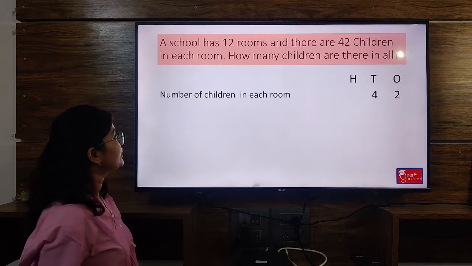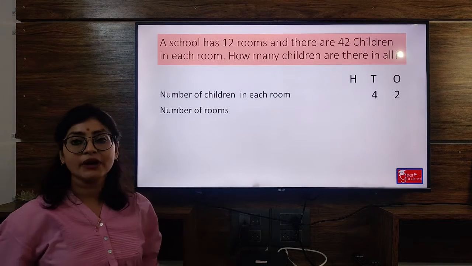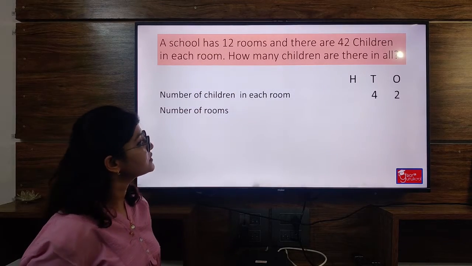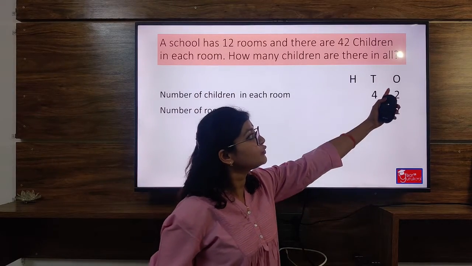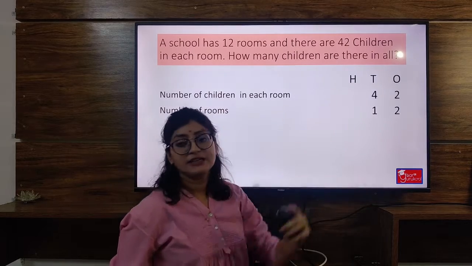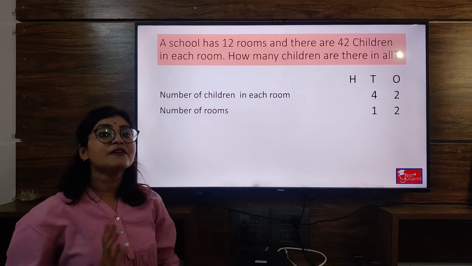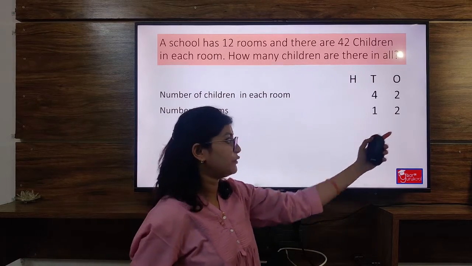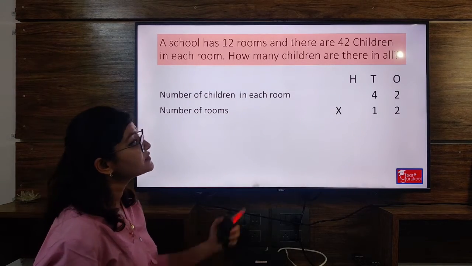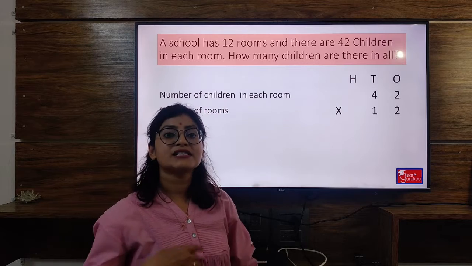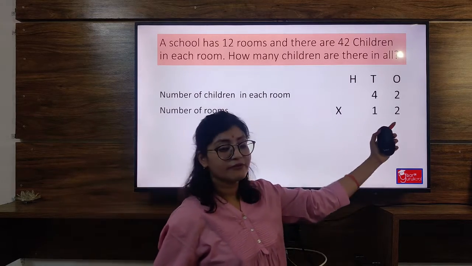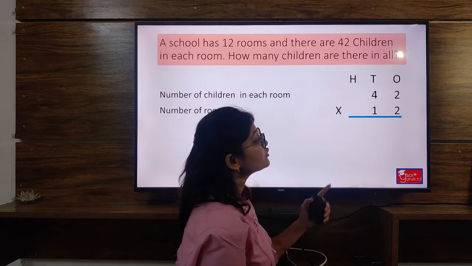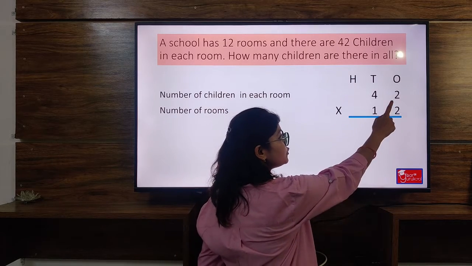Next statement will be number of total rooms, because we have 12 rooms, so 12, 2 at ones place and 1 at tens place. Okay, the number of sets we always write at second place, at second number. Now, sign of multiplication. As we always do, we always start from one side. So in one side we have 2 and 2. So first I will multiply 2 and 2.